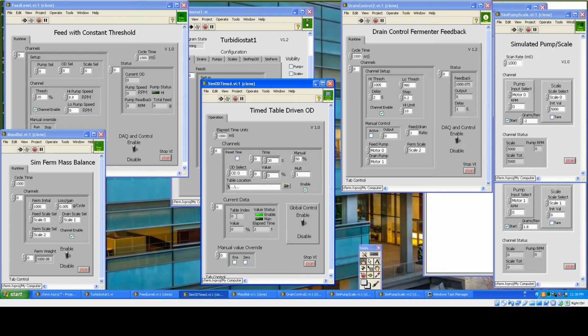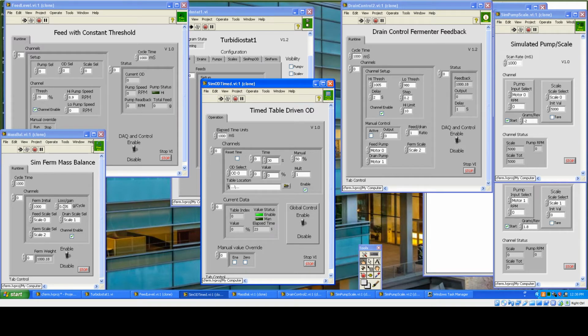Well, then let's turn this on. Now this is starting to run. We're at table index 0. OD is 0 right now because the value here is 0. Every 30 seconds it's going to be changing to a new value. And what we will do here, let me just explain a few things. We're going to just watch it run.